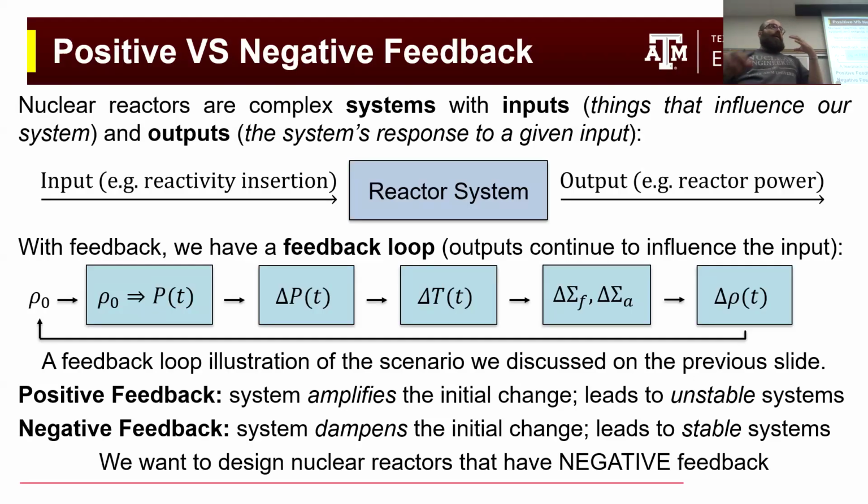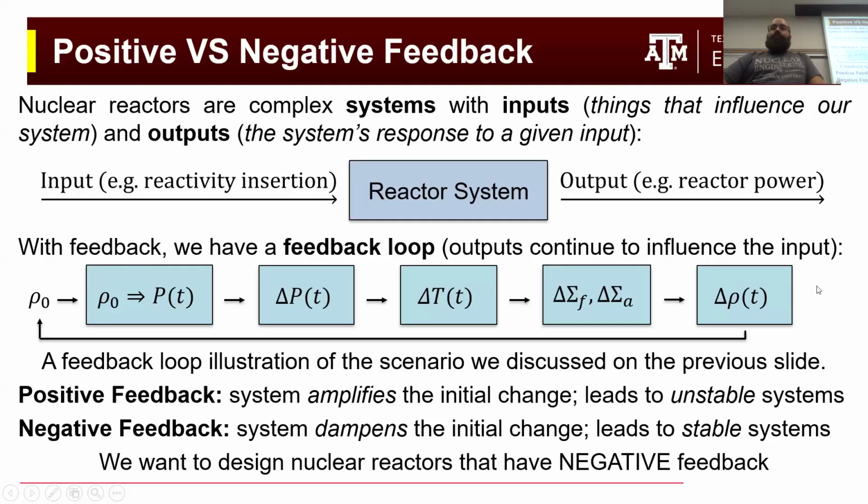So yeah, nuclear reactors are complex systems. They have a lot of interdependencies, and the system is all of these things that are connected together, and you have inputs into that system, and then the system responds, and then there are certain outputs of that system. Like an input to our system might be a reactivity insertion, and then the output might be how the power responds to that insertion. And with feedback, you have a feedback loop where the outputs end up influencing the input.